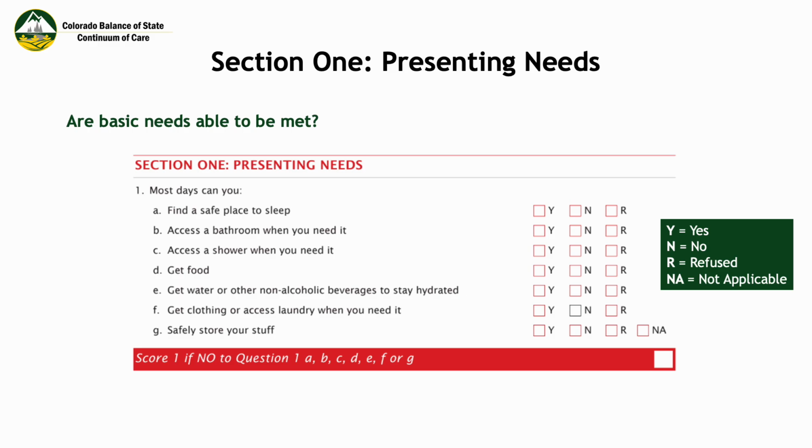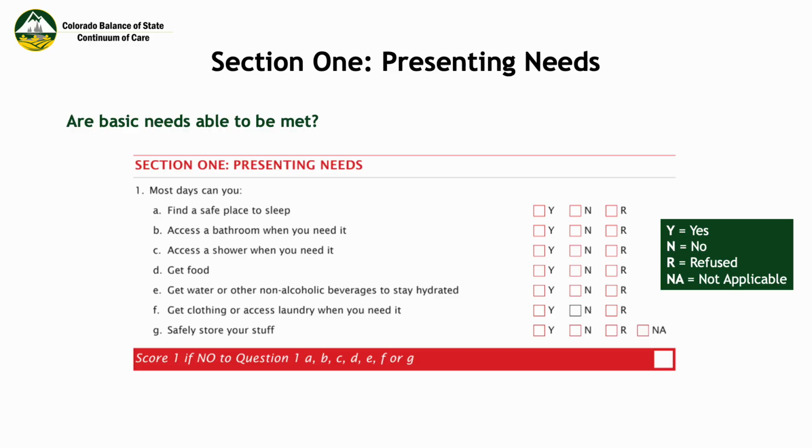Section 1, Presenting Needs. These questions are around if basic needs are able to be met while experiencing homelessness. You'll notice the way question 1 is written, with the main question being under number 1, and then follow-up questions for A through G. When questions are written like this in the VI SPDAT, it's best practice to restate the initial question. I'll give you an example of this.